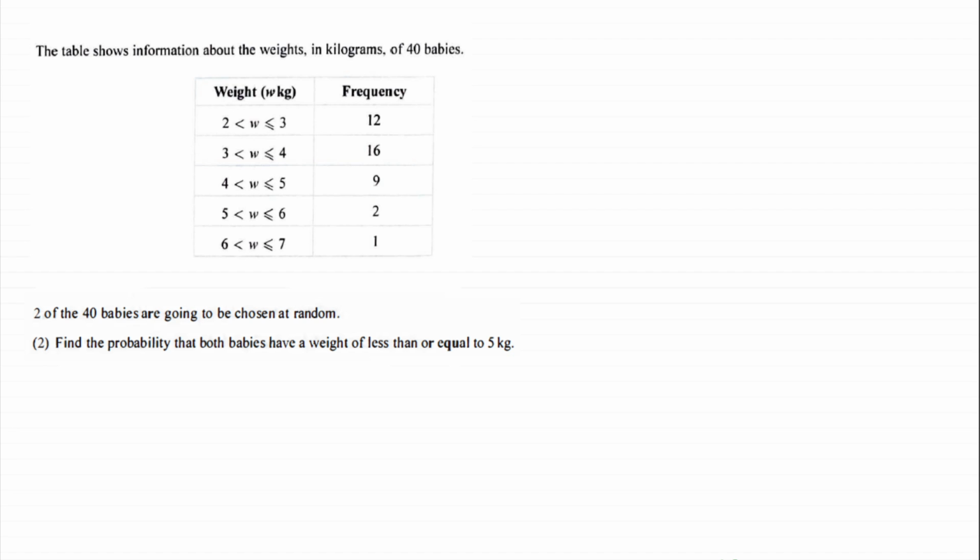So the next question is a follow-up from the previous question. And this time it says 2 of the babies are going to be chosen at random. Find the probability that both babies have a weight of less than or equal to 5 kg. Interesting. How do we do this one?